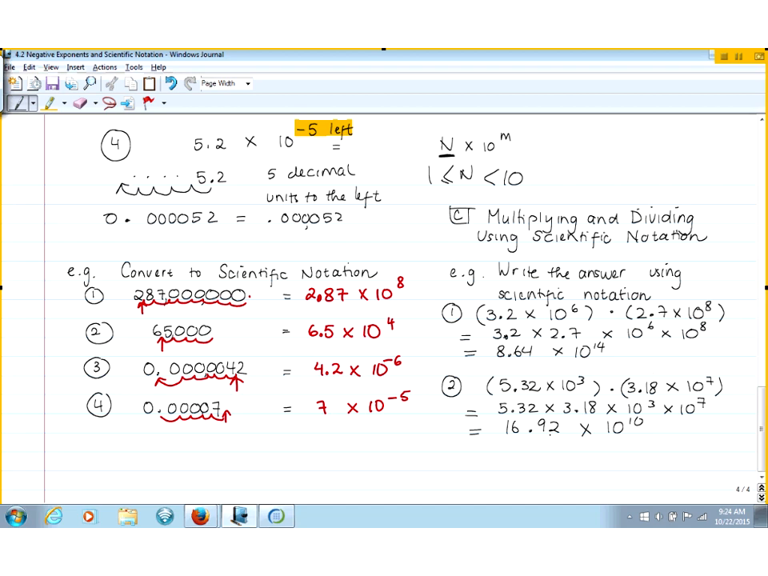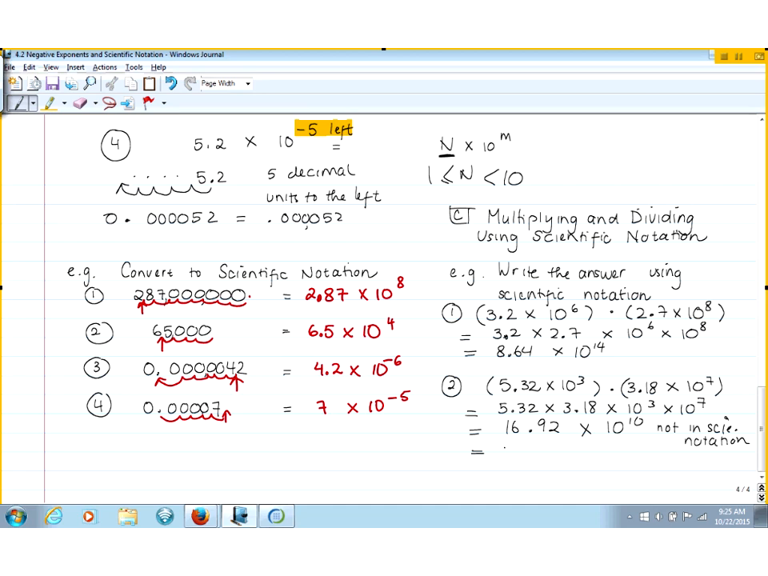Yes. Now let me ask you this. Is this in scientific notation? No. Why not? So this number is bigger than 10. So this is not in scientific notation. So not in scientific notation yet. Right? Not in scientific notation. So I don't have space here. Alright. So how do I change it to scientific notation?